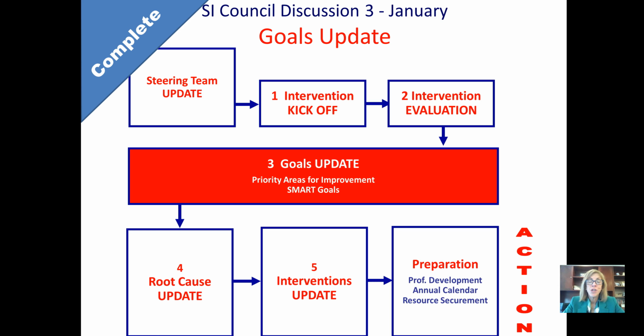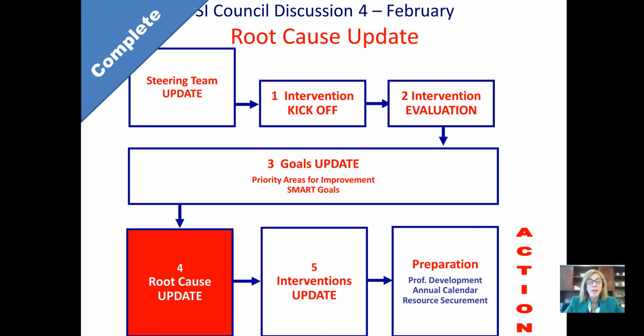So this semester in January, we began by updating your current school improvement plan, and the first thing we did was update your goals. So you looked at your PAIs, your broad goals, and also your very specific SMART goals, and you updated them to be appropriate for next school year. Then, in February, you looked at the root causes. And remember, root causes are very important to school improvement planning. We think they are probably the most important step to make sure that you have a rigorous and high-quality school improvement plan.